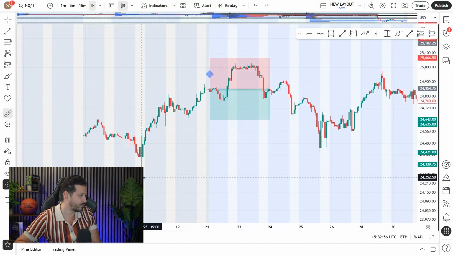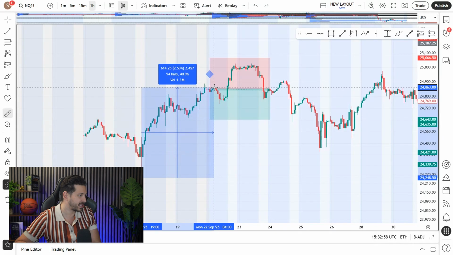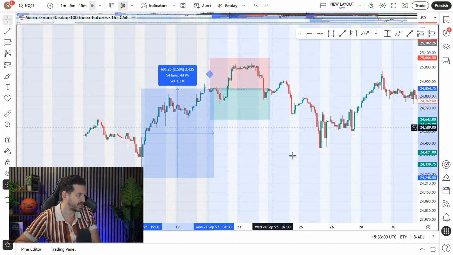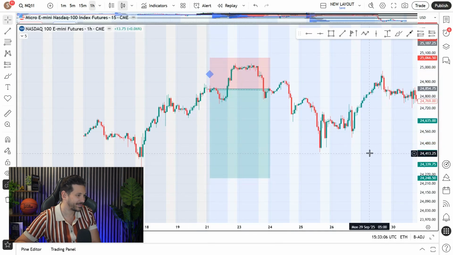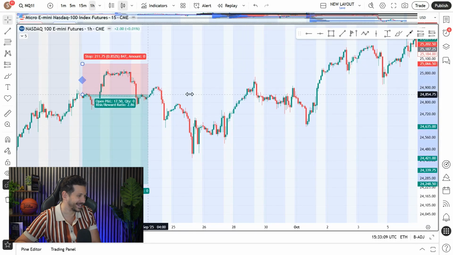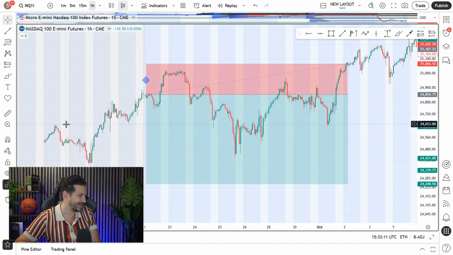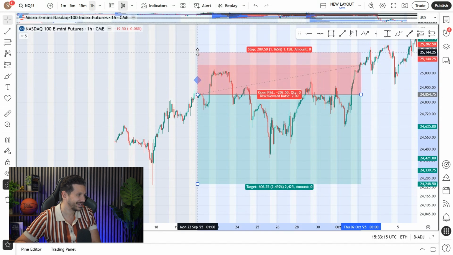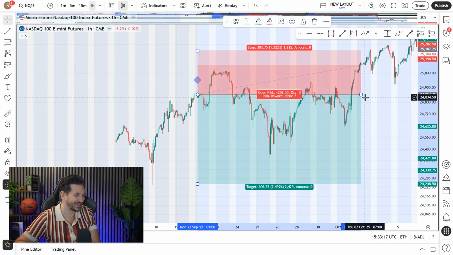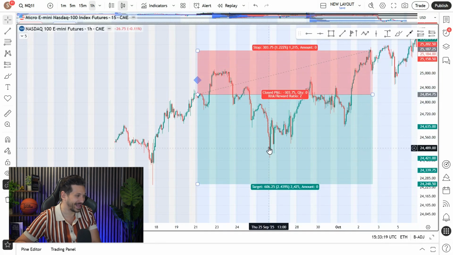Our TP would be 606. Oh, no, it's not going to do it. No, that's annoying. And obviously our stop loss would be 300 points. Ah, so close. It got quite close, not bad to be fair.